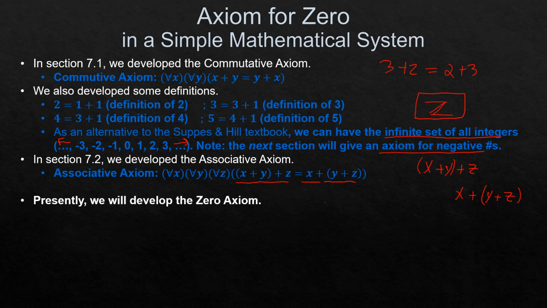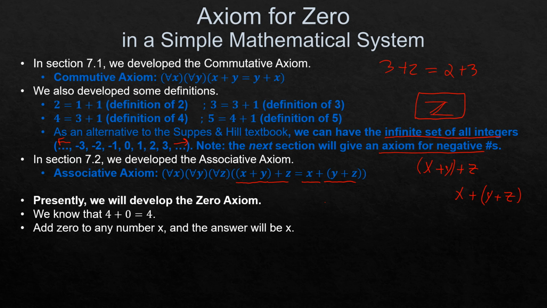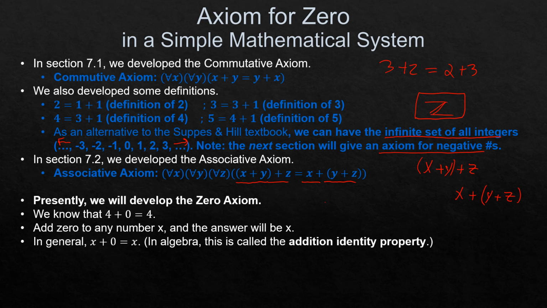Now presently we will develop the zero axiom. We know, for example, that 4 plus 0 is equal to 4. Add 0 to any x, any number x, and the answer will be x. Hence in general x plus 0 is equal to x. And in algebra this is called the addition identity property. So now we have our zero axiom. For all x, x plus 0 is equal to x, or is simply identical with x.